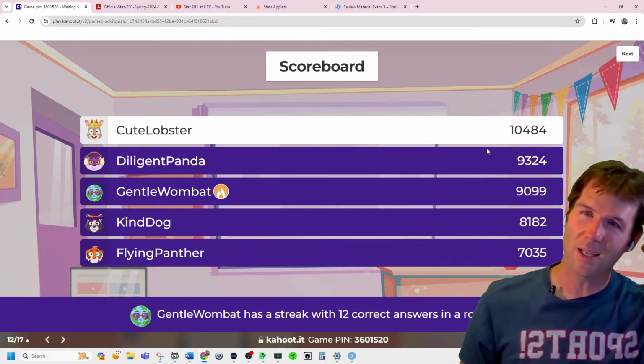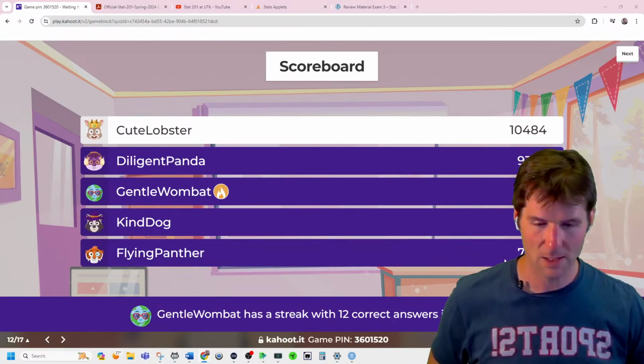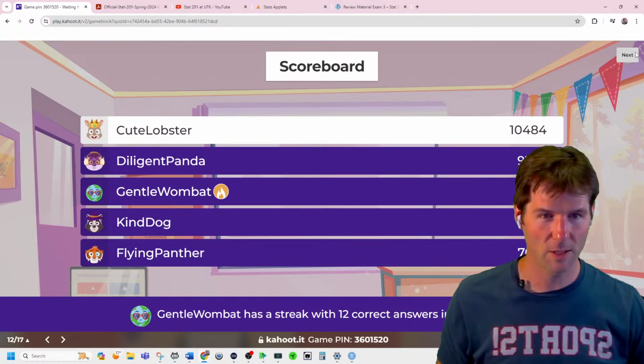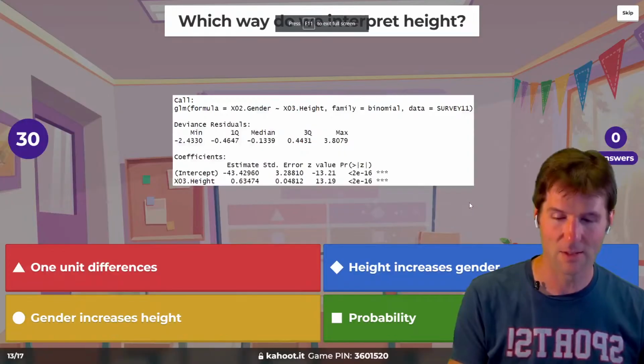How build model? Yeah, we'll use the build model here with descriptive in a second. I think use the build model on the test. Little question here, and then we'll do a build model. You got it, Owen. Which way do we interpret height?